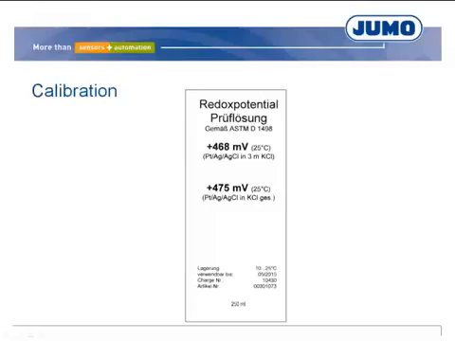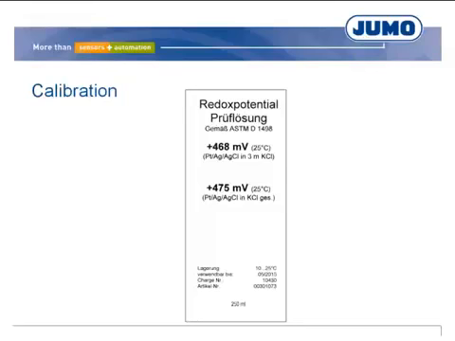As already mentioned, JUMO offers the redox potential test solution shown for calibration or testing the measuring chain. The solution is used for combination electrodes with a reference system from silver chloride. When using a combination electrode with an electrolyte from a 3 molar KCl solution, a redox potential of 468 mV occurs.